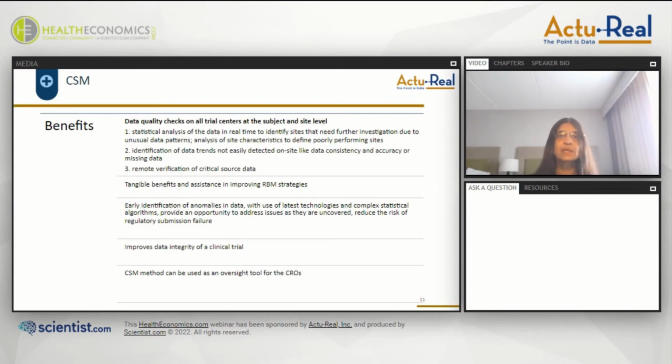So just quickly to introduce the benefits of CSM. Again, we have partly seen them. I'll just call out a couple of points. They help a lot in improving the risk-benefit monitoring strategies, and in proactive, early, real-time detection and identification of data anomalies. And they can also be an effective tool in oversight of the CROs.